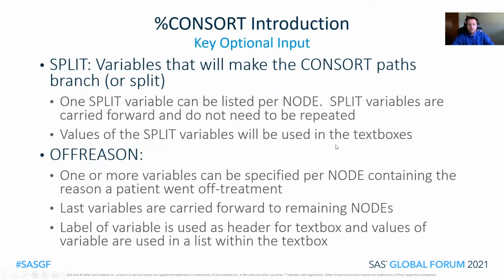A couple other key options are split, which are variables that will make the consort paths branch off or split. You can have 1 split variable for every node that you have. The values of the split variables will be used in the text boxes, and they'll be added as another row below the node that you list them at. Off reason: there can be 1 or more variables specified per node containing the reason the patient went off treatment. The label of these variables is used as the header for the text box, along with the total count of that text box, and then the value of the variable is used in that bulleted list, along with the count for each specific reason in that text box.